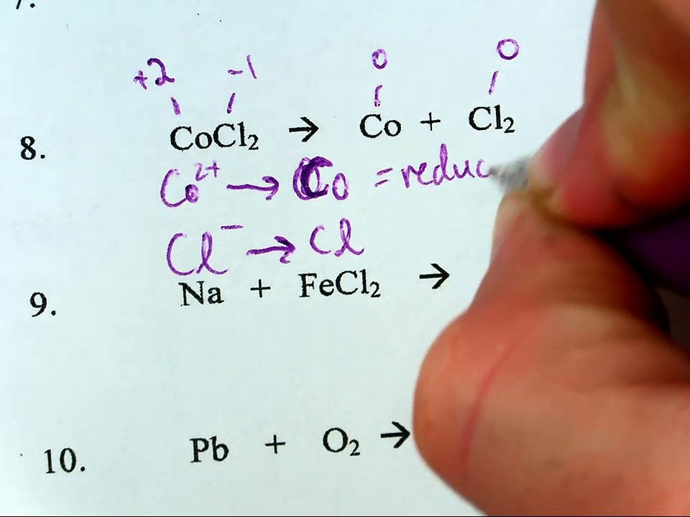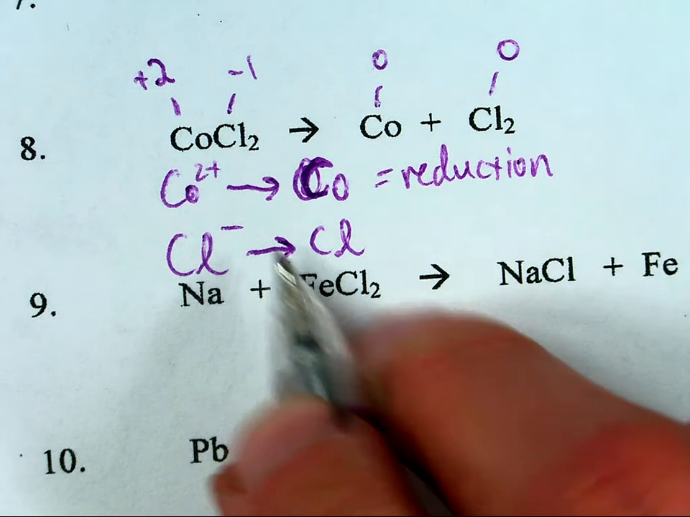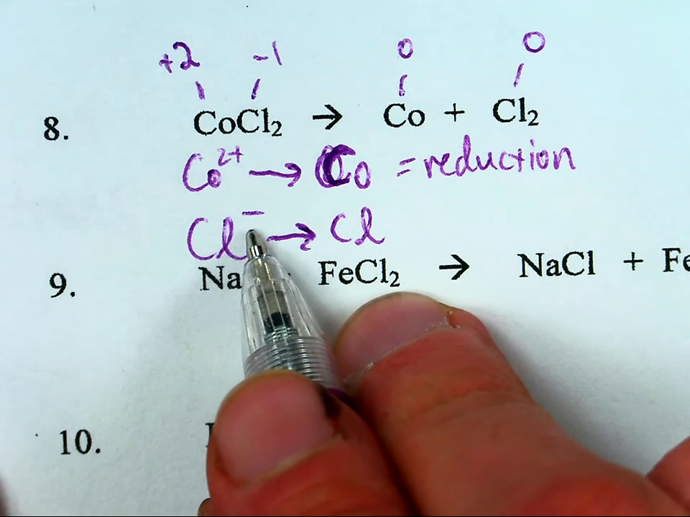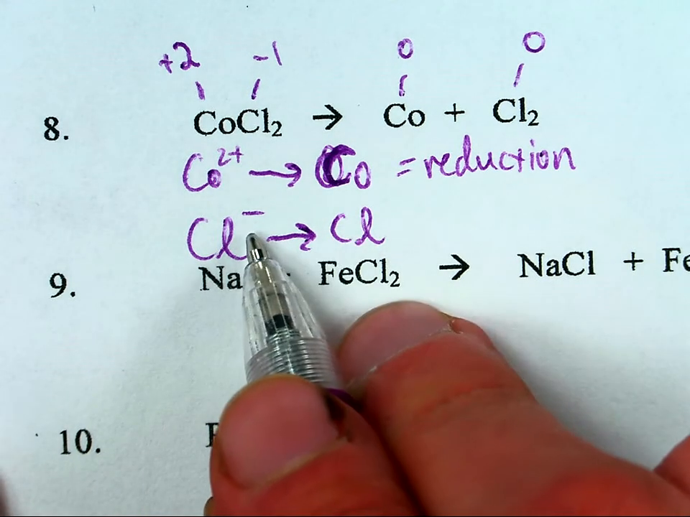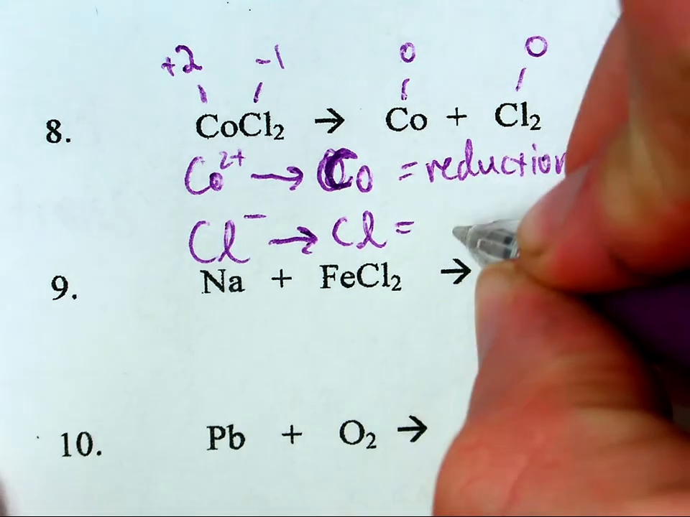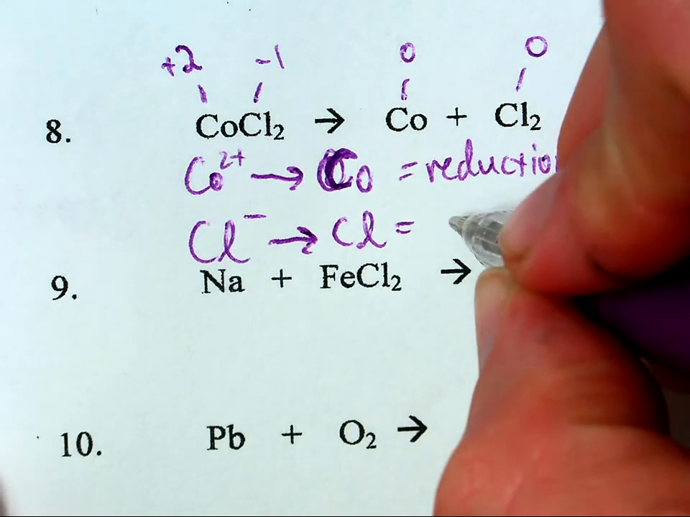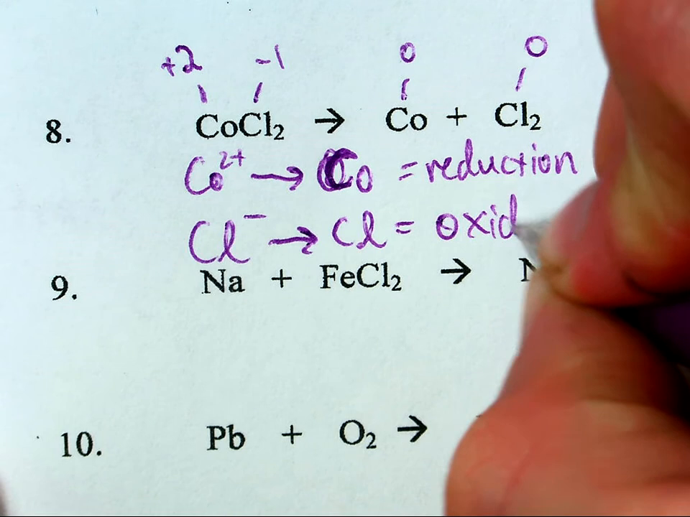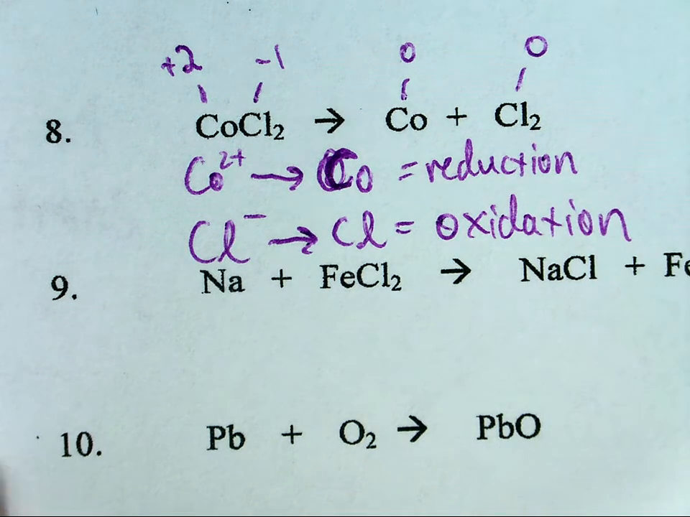Here, it went from negatively charged to neutral. It lost its negative charge, which means it lost an electron. LEO says GER: loss of electrons is oxidation. Okay. Well, that should take care of that.